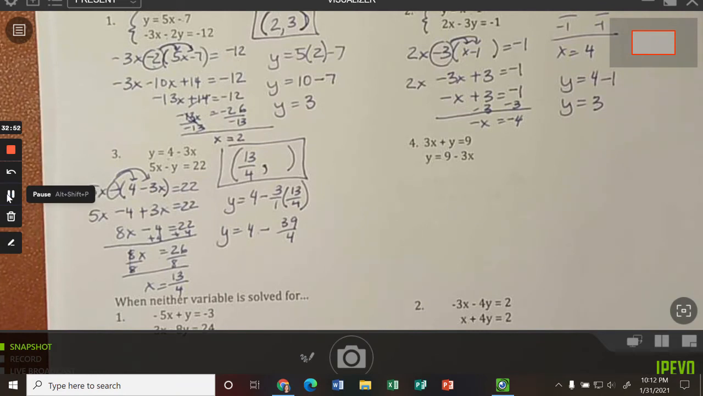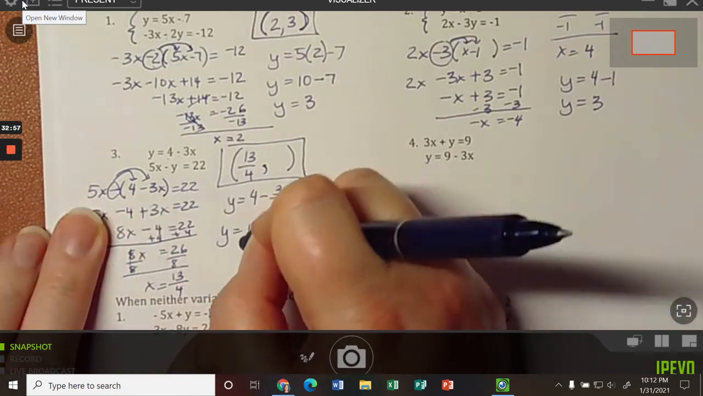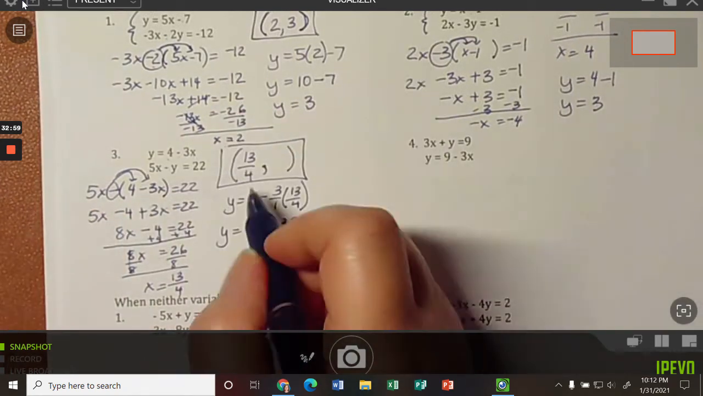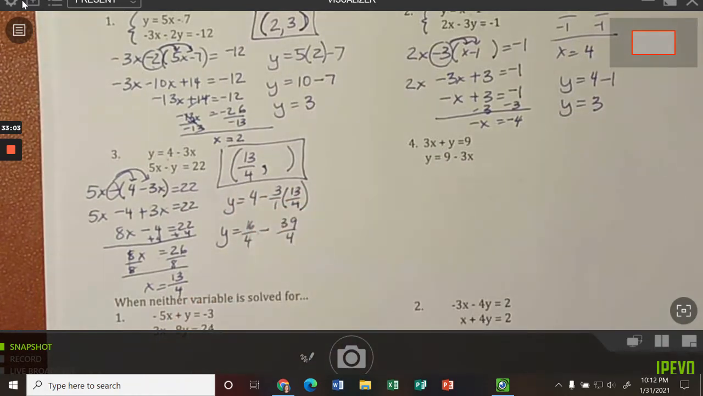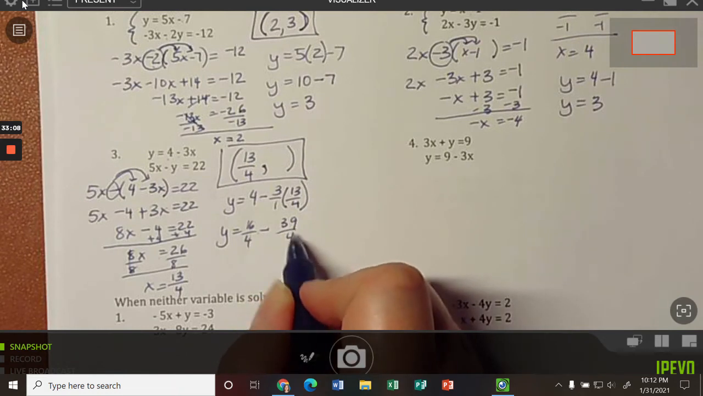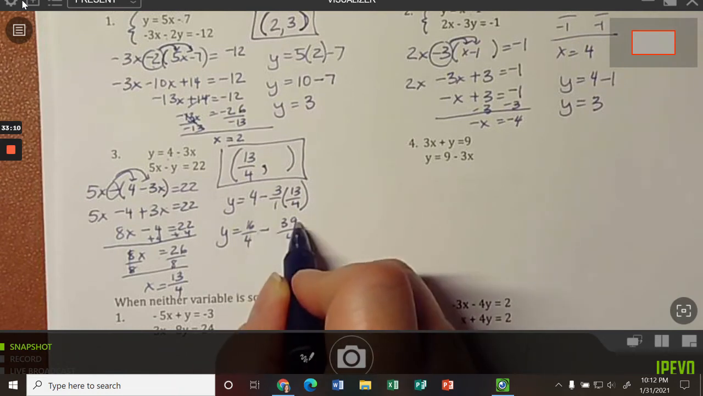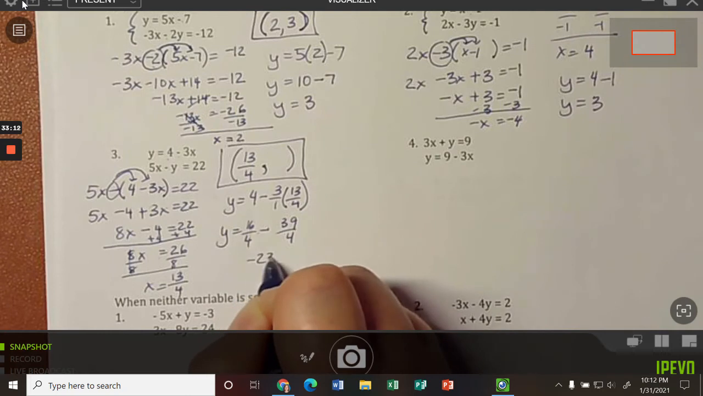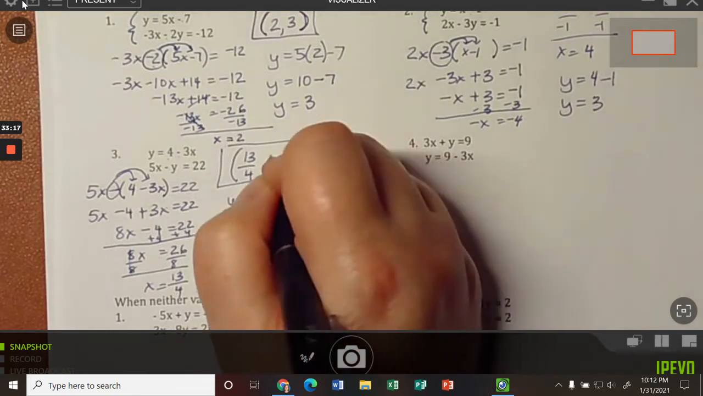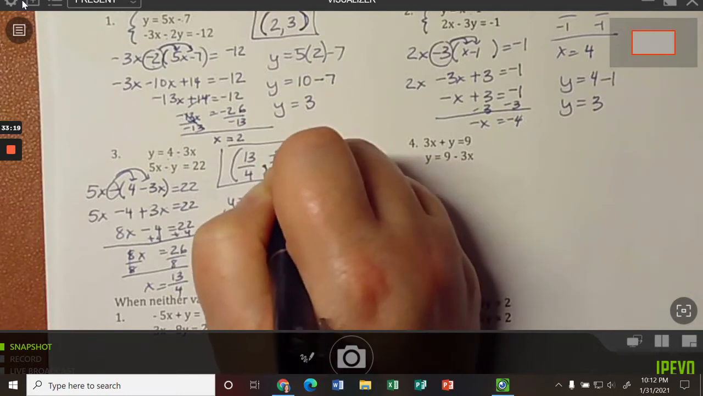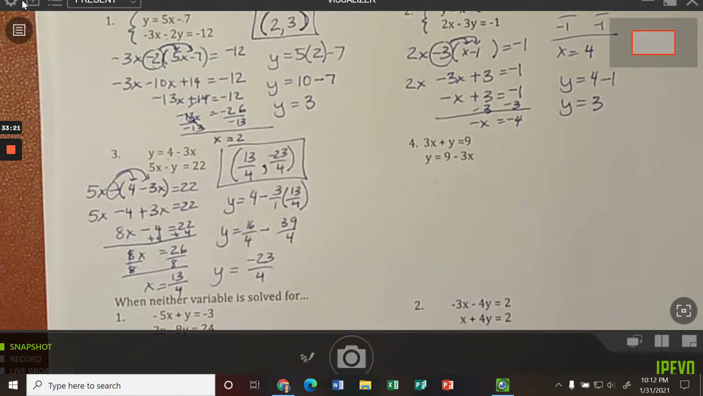Okay, so then I'm going to change my 4 into 16/4. I'm just actually going to erase that just to save a little space on my paper. So the 4, I see I'm working with fourths. I'm just going to rewrite that with a common denominator. So then I have 16/4 minus 39/4, which is going to give me, 39 minus 16 is 23, so negative 23/4. So y is equal to negative 23/4. Okay, so that's our solution, 13/4, negative 23/4.